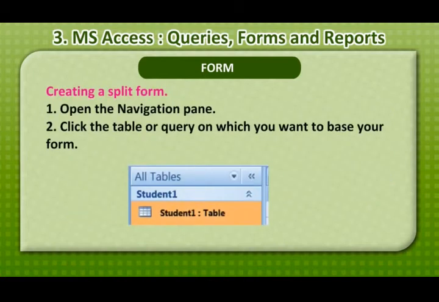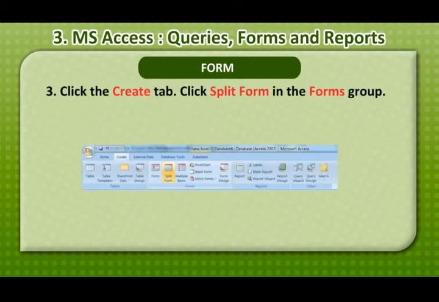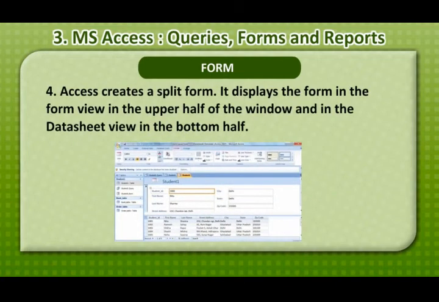Open the navigation pane, and click the table or query on which you want to base your form. Now click the create tab, and click split form in the forms group. Access creates a split form. It displays the form in the form view in the upper half of the window and in the datasheet view in the bottom half.